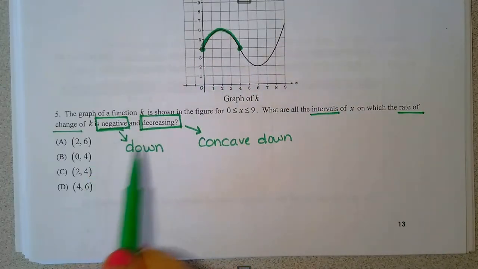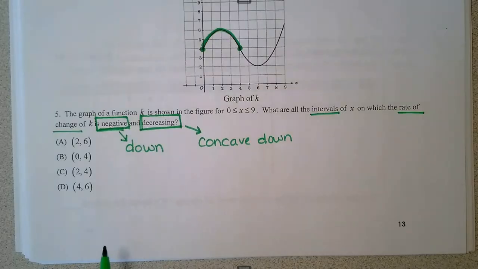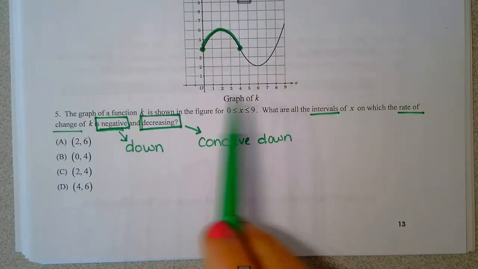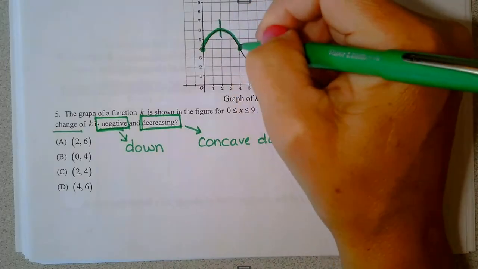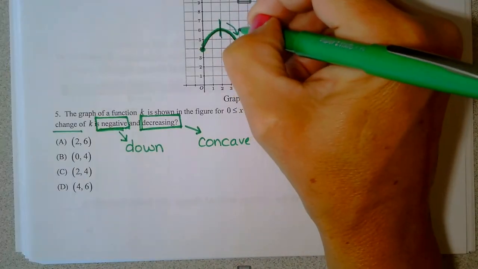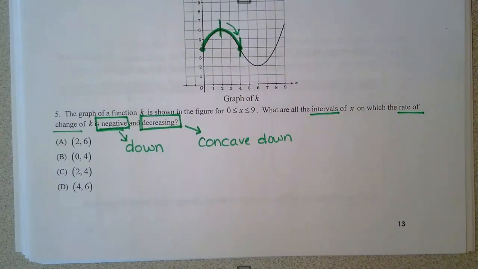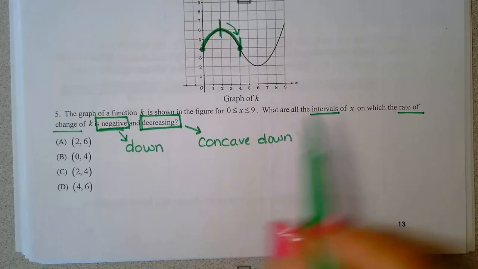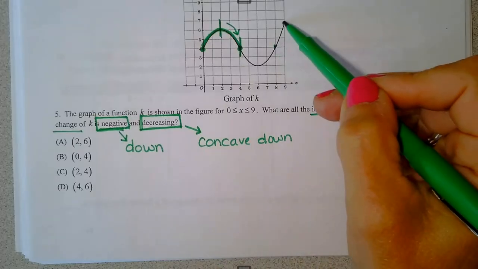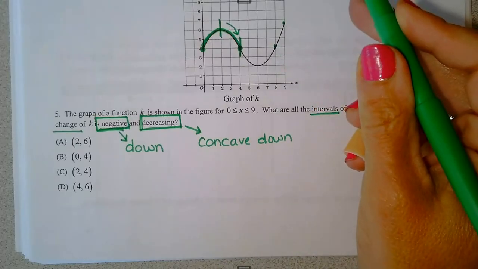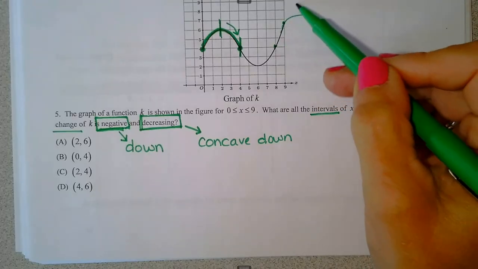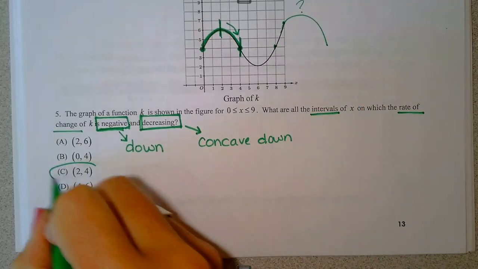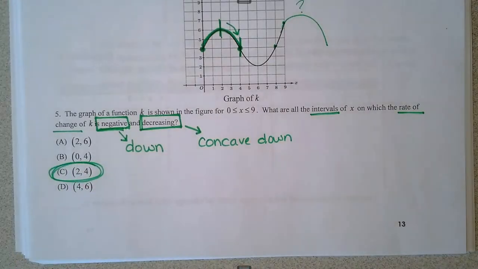Now, which part is negative? Just in that interval. 2 to 4. Fantastic. 2 to 4 is going down. It's like 8 to 9 also. Yeah, but oh, no, because we don't know what's at the end of that. That could go on forever. If it went, that would be concave down, but we don't have any idea. All right? 2 to 4.